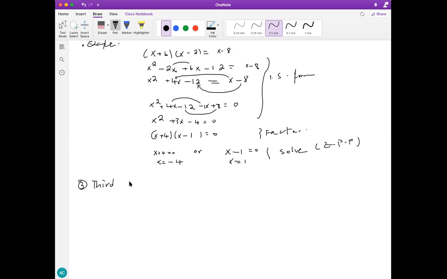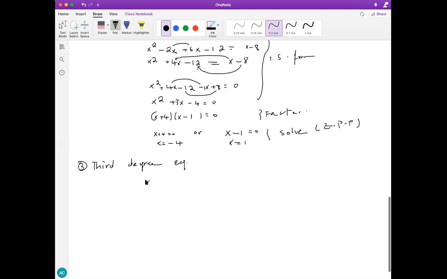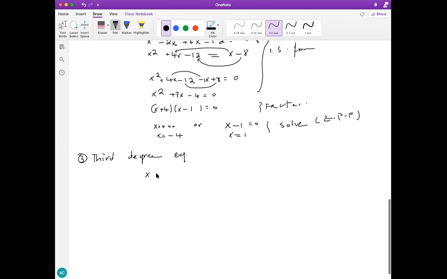So third degree equations, or cubic equations, because the highest power is 3. Let's say if you write something like this.